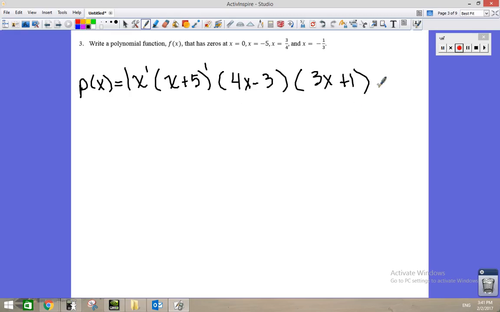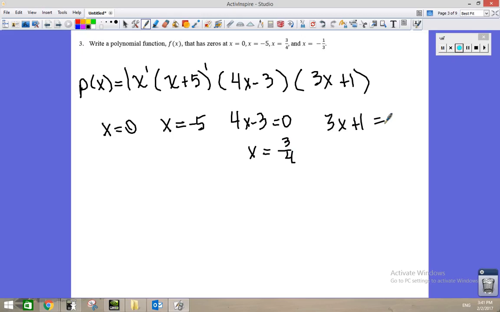So here's a polynomial function that has these zeros of x equals 0, x equals negative 5. If you set this equal to 0 and solve for x, 3/4. If you set this equal to 0 and solve for x, you've got negative 1/3, which is what they wanted.